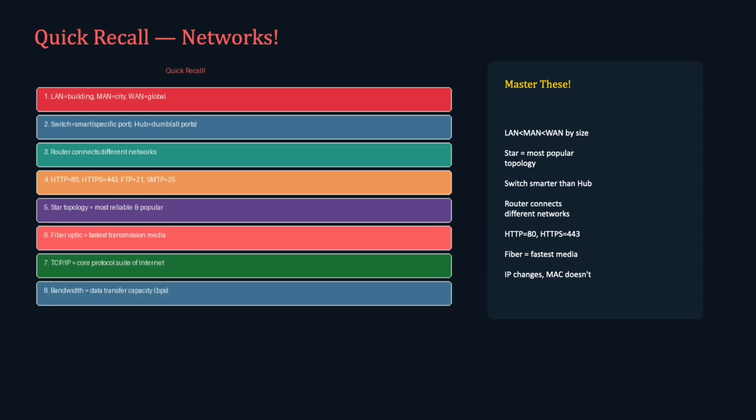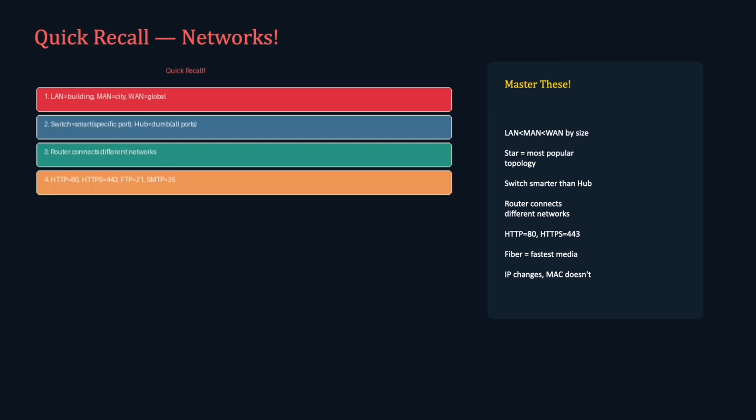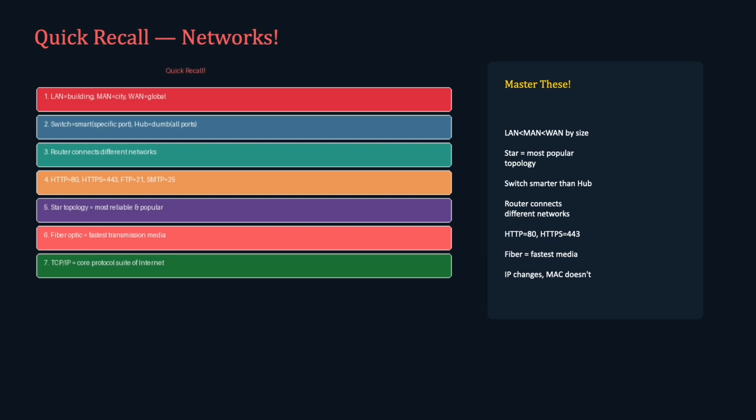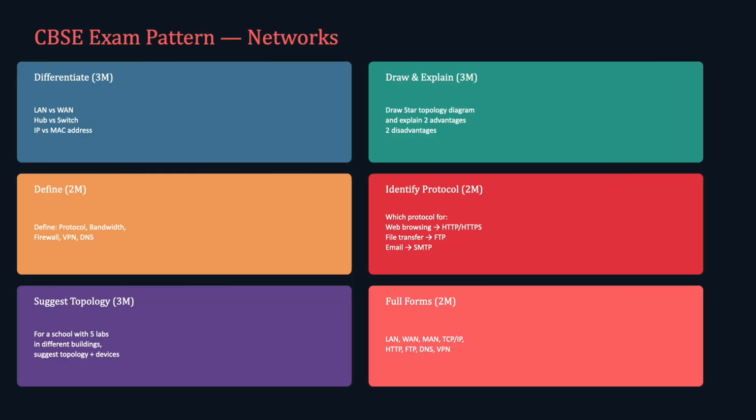Fiber optic is the fastest transmission media. TCP/IP is a core protocol suite of the internet. Bandwidth measures data transfer capacity in bits per second. 8 key points. 6 question types for networks. Differentiate for 3 marks: LAN versus WAN, hub versus switch, IP versus MAC address.